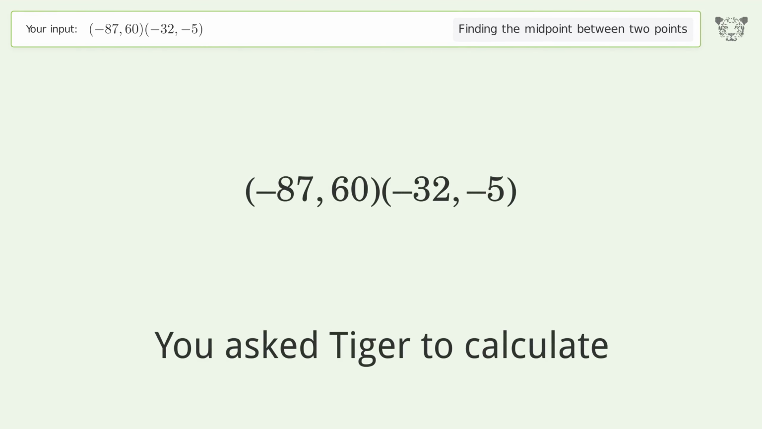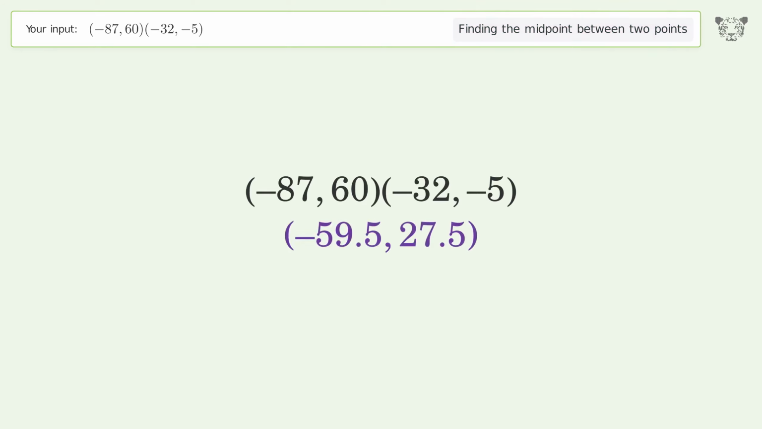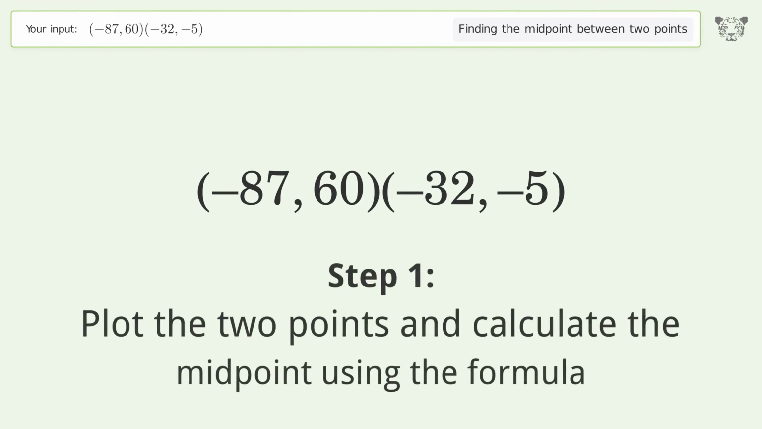You ask Tiger to calculate. This deals with finding the midpoint between 2 points. The midpoint between the 2 points is negative 59.5, 27.5. Let's solve it step by step. Plot the 2 points and calculate the midpoint using the formula.